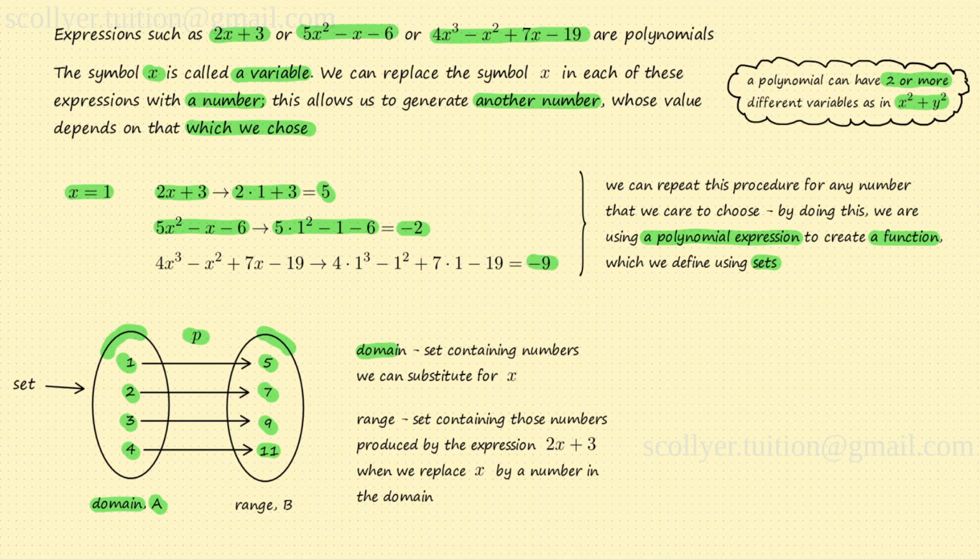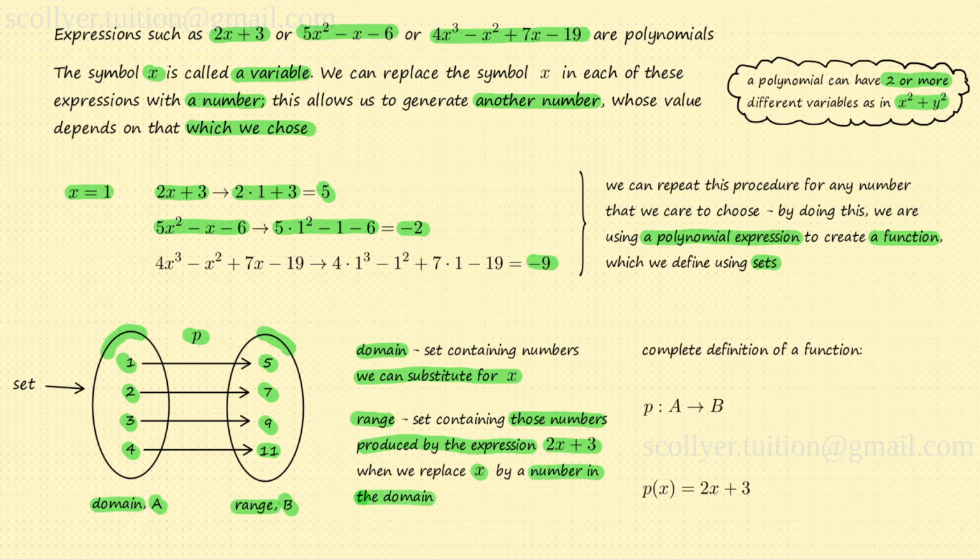The domain contains those numbers which we can substitute for x in our polynomial formula. The set on the right is called the range, and I've given it the name B. The range contains those numbers which are produced by the polynomial expression, in this case the expression 2x plus 3. And that formula produces those numbers when we replace x by one of the numbers in the domain.